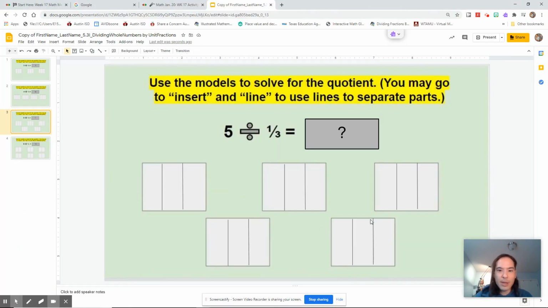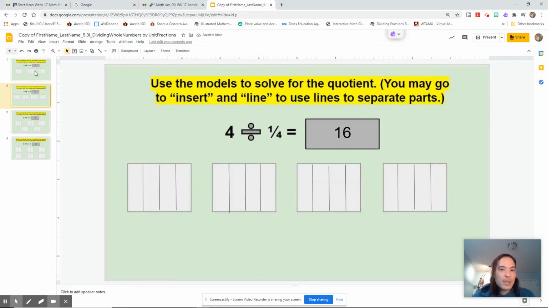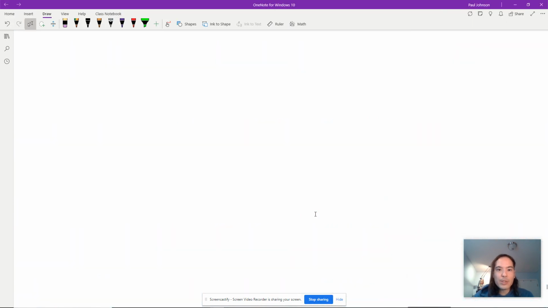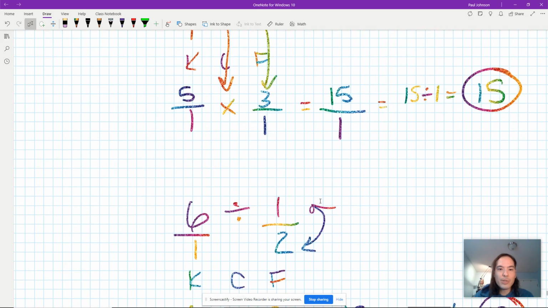It was. I did not put the answer for this one. This was 5 groups of 3, so that's 15. This one was 16 and that one was 9. So we've done all of these with both pictures and using the algorithm with keep, change, flip.